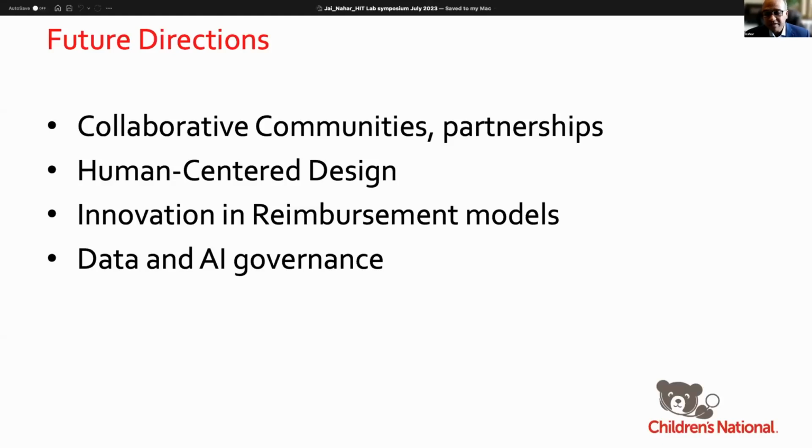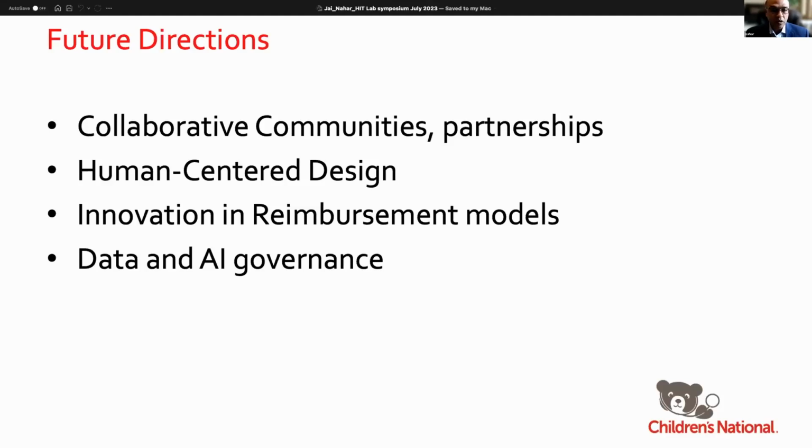Next is human-centered design. For a tech to stick, for an end user to use the tech, it has to be human-centered, end-user centered, to enable a good user experience and a good user interface. Innovation in reimbursement models is very important.